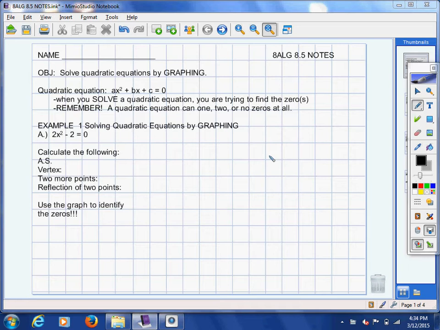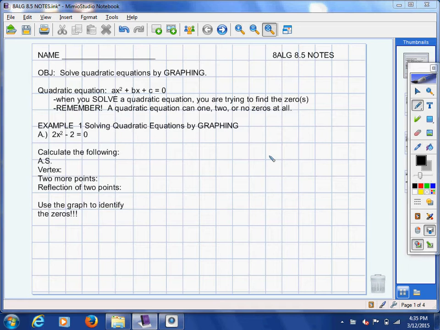You should have finished your 8.1 to 8.4 test the day before recently, and now we're going to hit the other side of this. We've hit the peak, and now we're getting ready to come down the hill. Today's objective, we are going to solve quadratic equations by graphing.